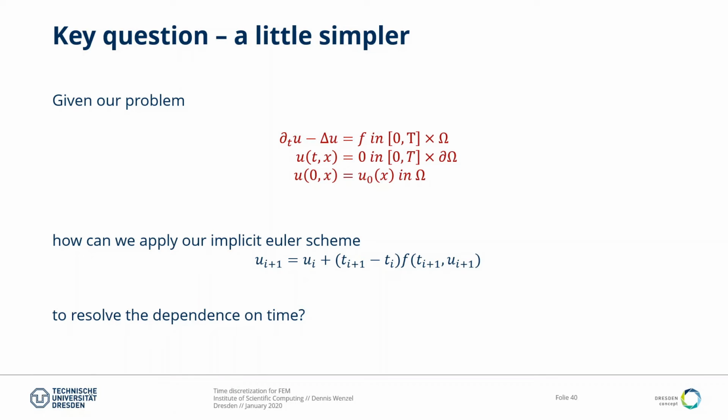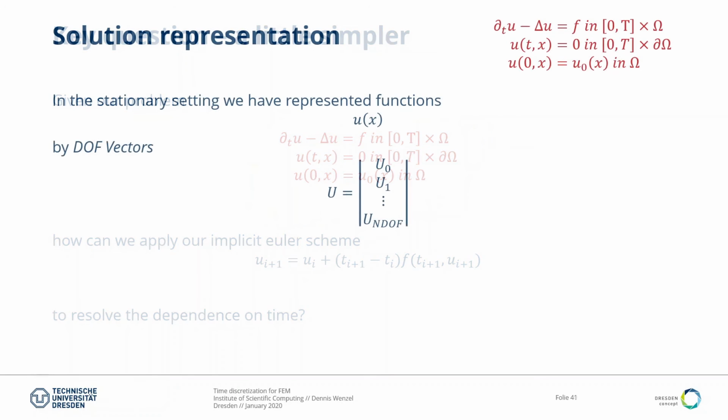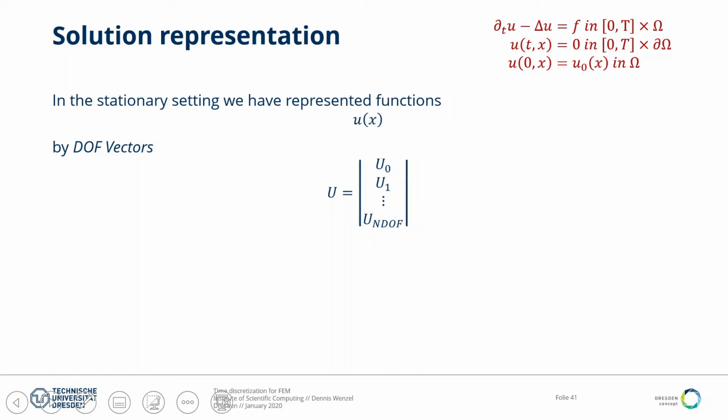Firstly, the generalization, the simplification here: we are talking only about the heat equation in the following, so we will make things a bit easier with this. But still the question remains, how can we use the implicit Euler scheme to resolve the time dependence in this problem?